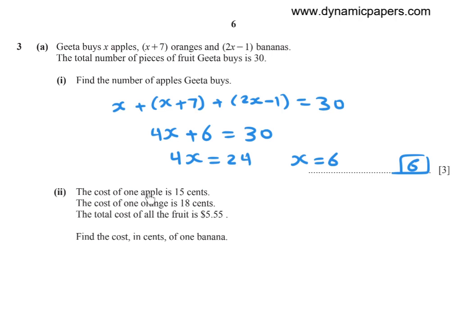Now part (ii). The cost of one apple is 15 cents. The cost of one orange is 18 cents. The total cost of all the fruit is $5.55. Find the cost in cents of one banana. So we can use a simultaneous equation.